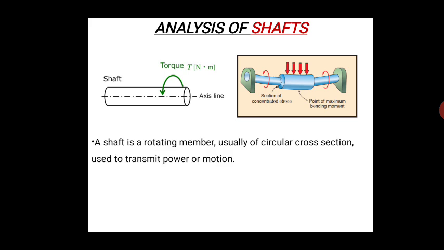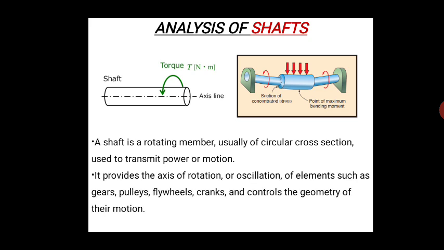And in general, what is a shaft? A shaft is a rotating member, usually of circular cross section, which is used to transmit power or motion. This is a brief definition of the shaft. The shaft provides the axis of rotation or oscillation of mechanical elements such as gears, pulleys, flywheels, and cranks, and the shaft also controls the geometry of their motion. This is the introduction to what a shaft is.